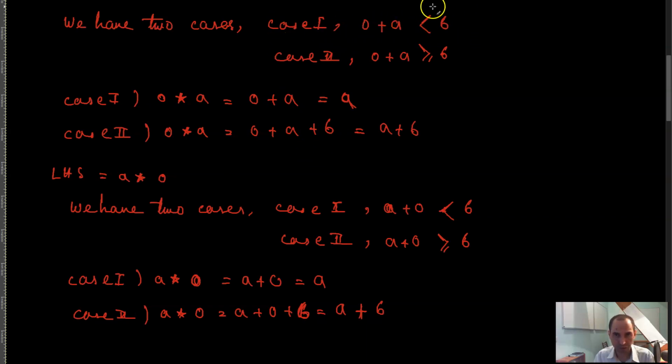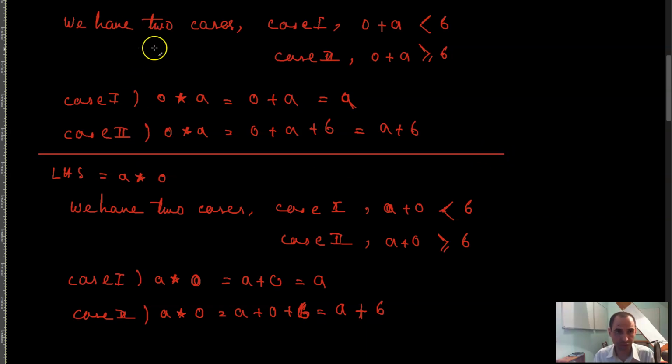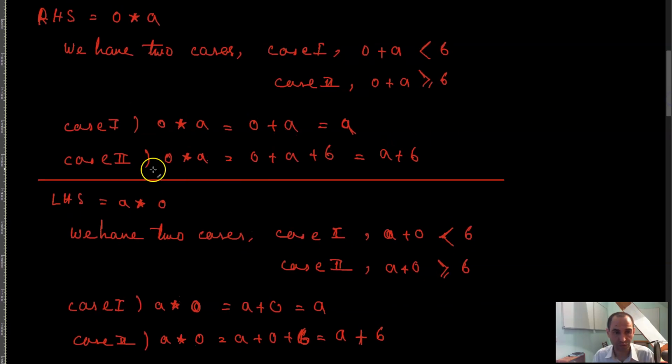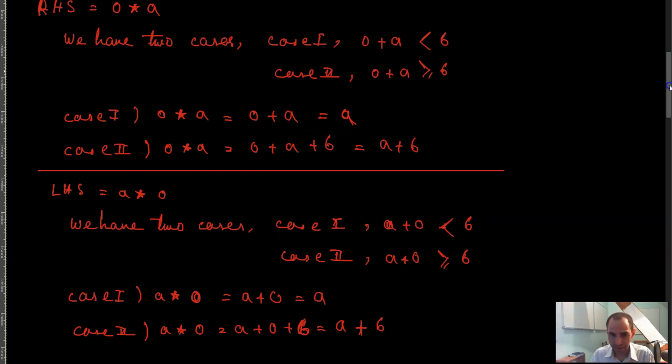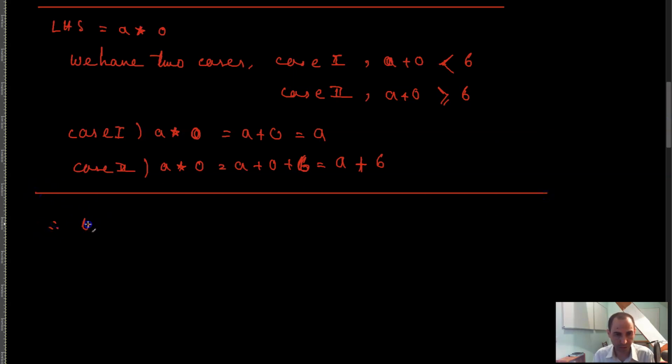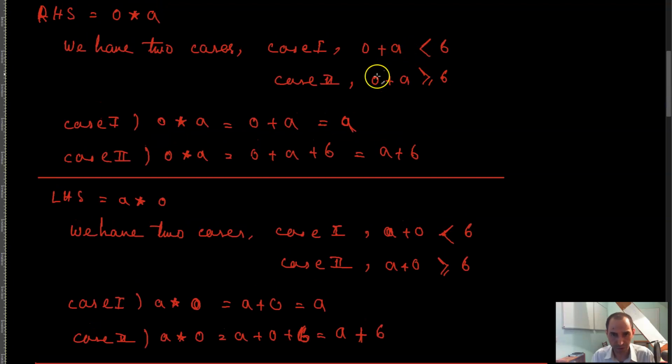And of course, you can see that case one is where A is less than 6. So from this, you can conclude that when you put all of these together and separate these two different procedures, when A is less than 6, 0 star A is equal to A star 0, which is equal to A in both cases.